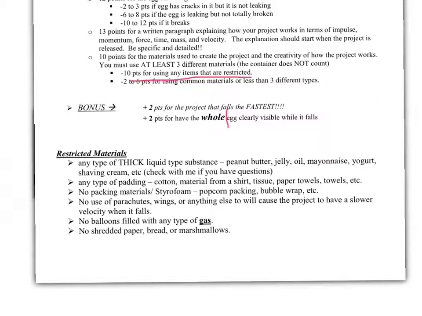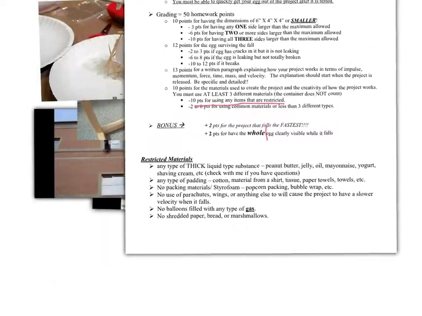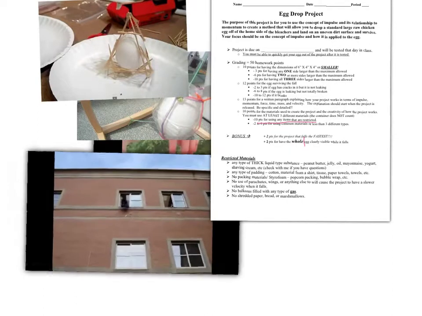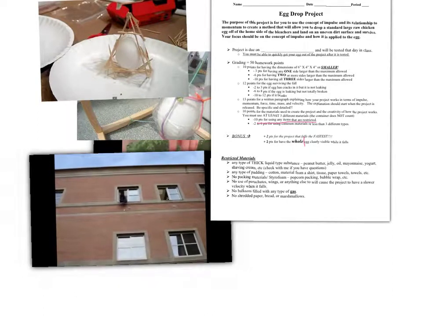That goes along with the next one: no packing materials, right? No styrofoam, packing, bubble wrap, things like that, because it's too easy. I want you to think outside the box and be creative. The fourth piece here: no parachutes, wings, or anything else that will cause the project to be slower when it falls. So what we don't want to happen is we don't want a scenario like this video.